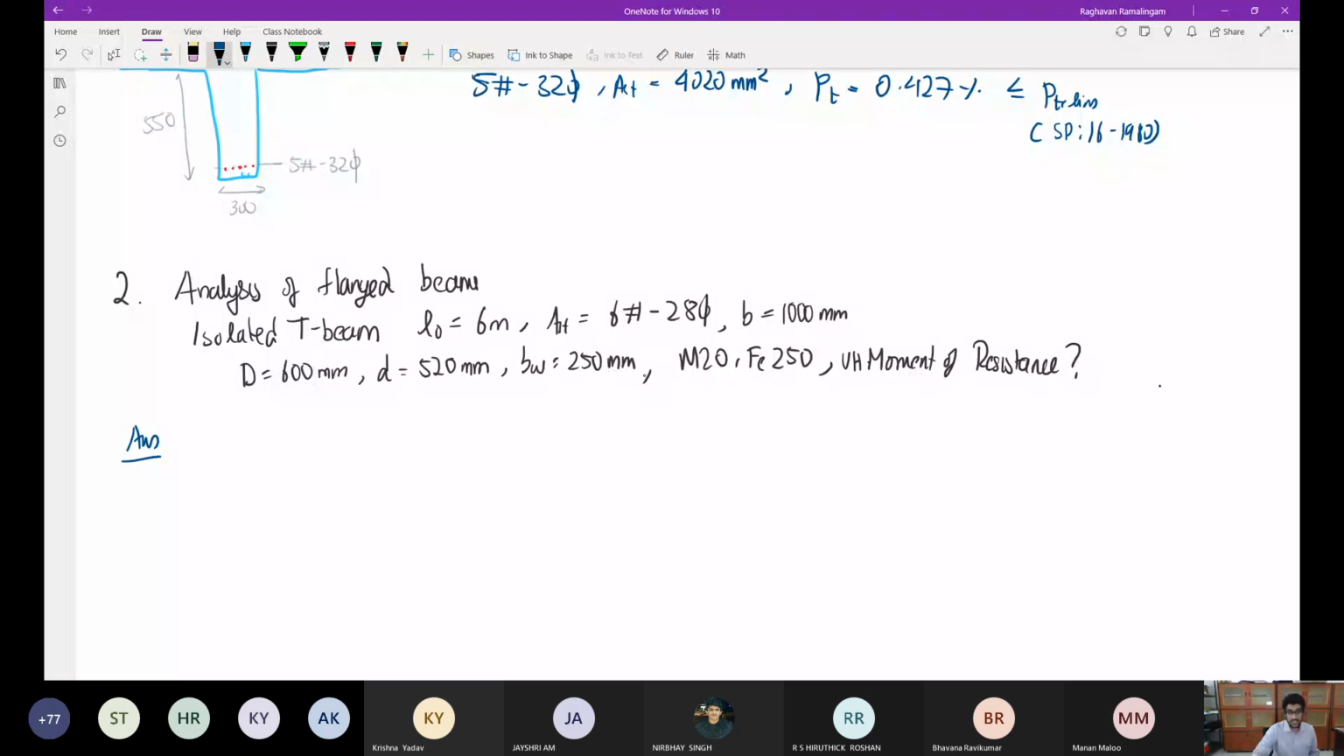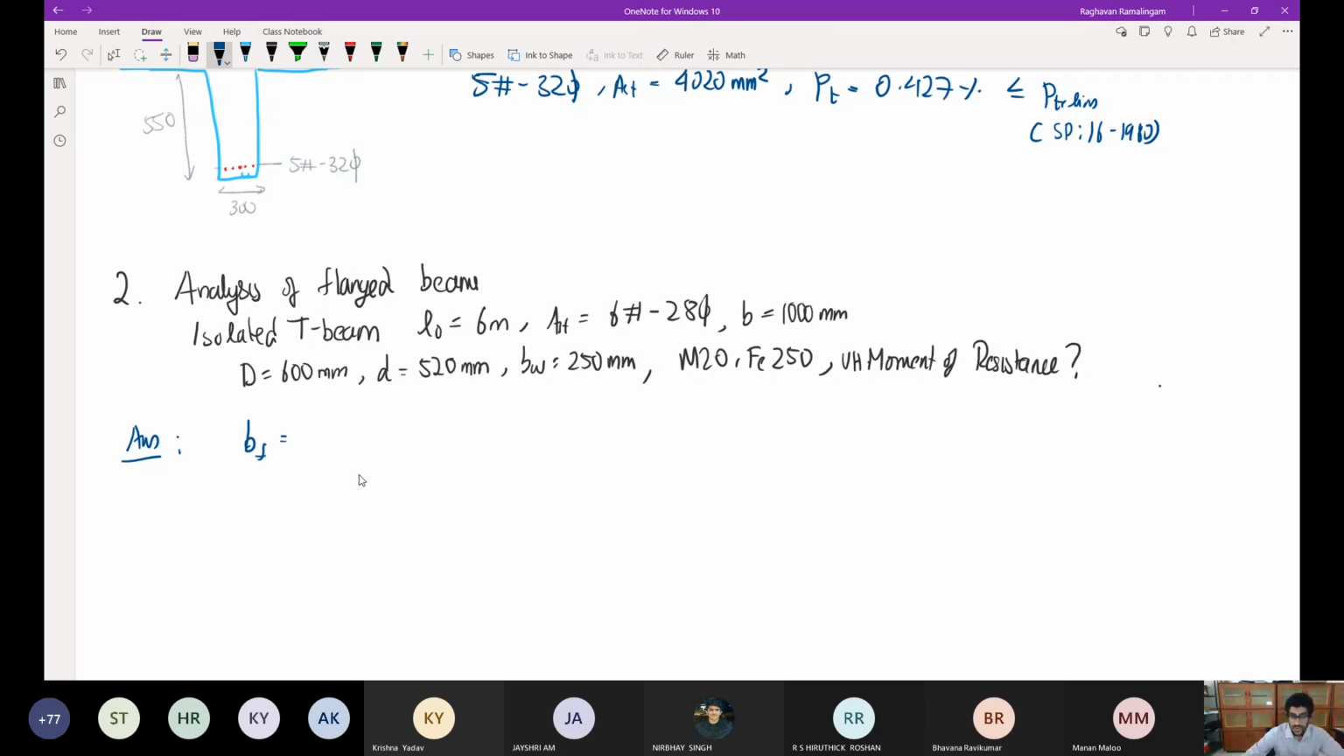As before, first we'll start by assuming that it's going to be under-reinforced, with the neutral axis within the flange, the flange depth being more than the location of the neutral axis, such that we can assume it to be a rectangle. That's the assumption you will start with. But before that, we have to find the effective width of the flange.